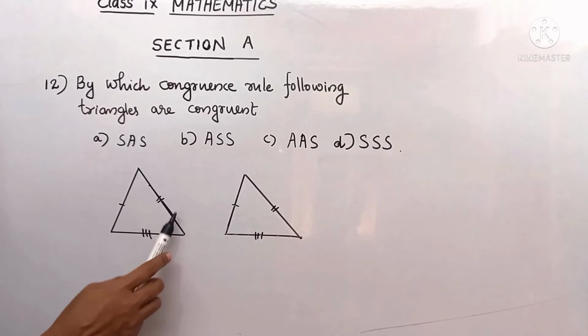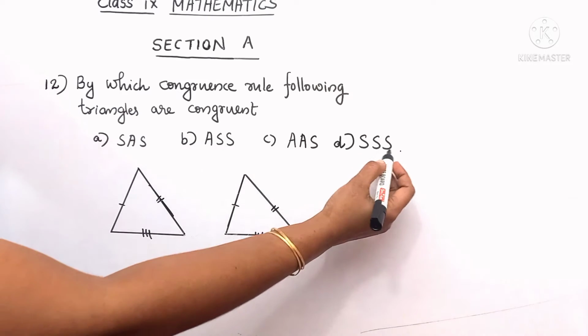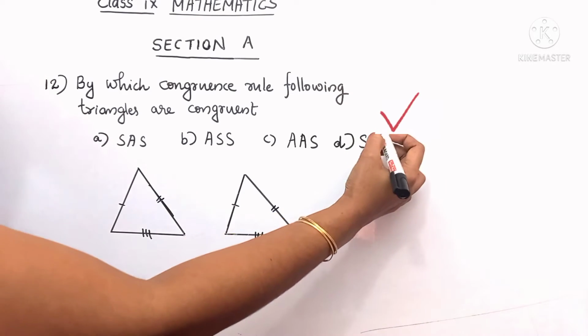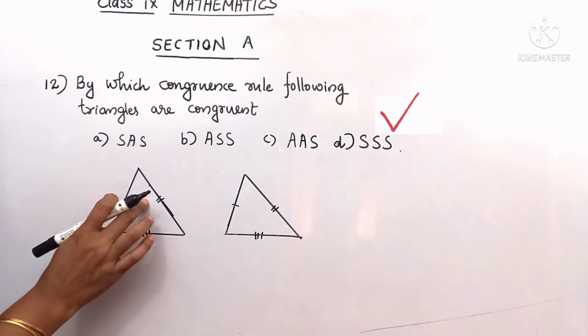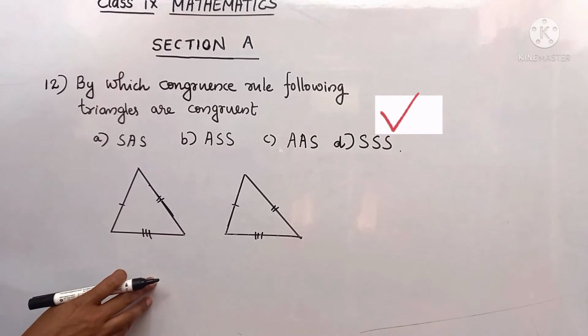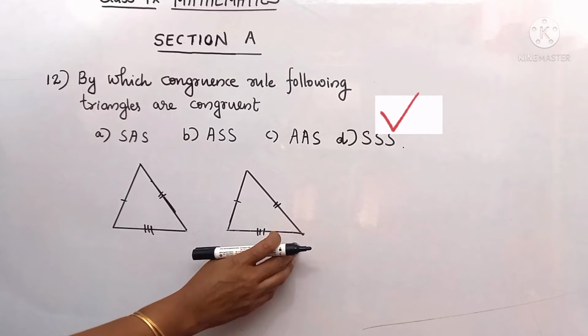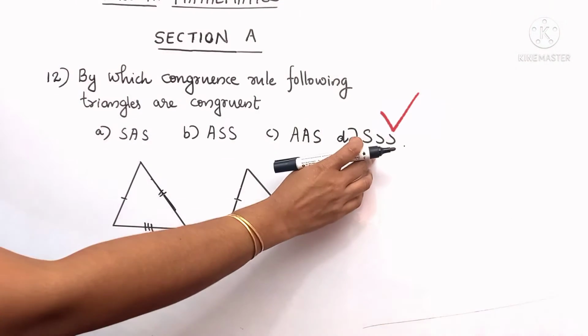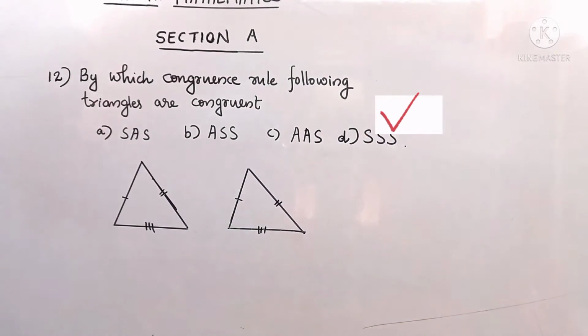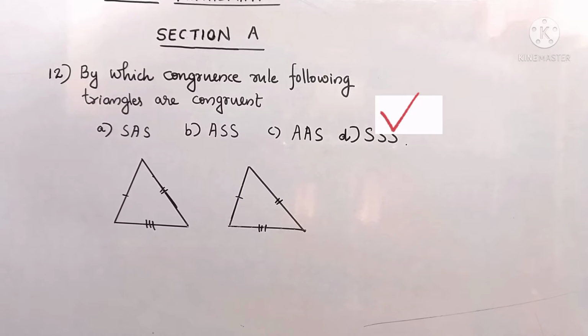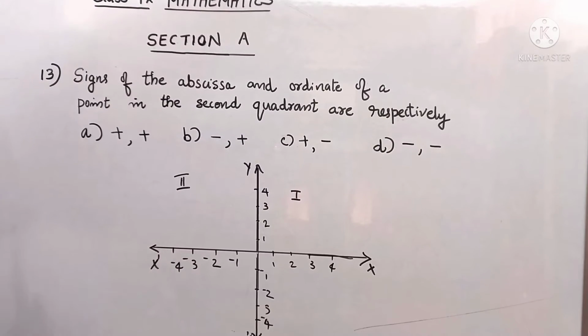We know that if the three sides of a triangle are equal to the corresponding three sides of another triangle, this is S, side. Then the rule is SSS, side congruence rule. Question number 13.